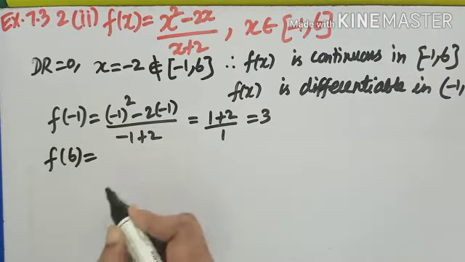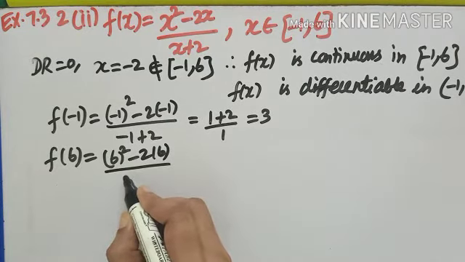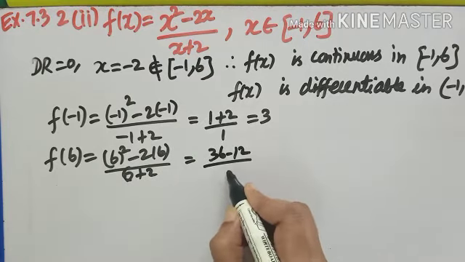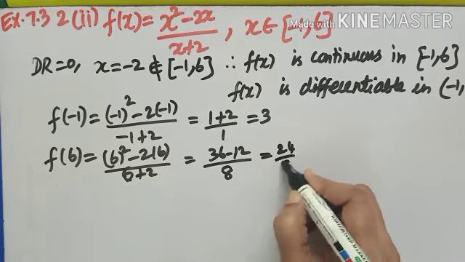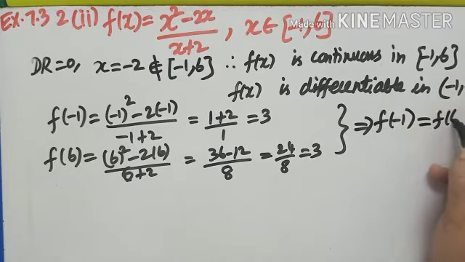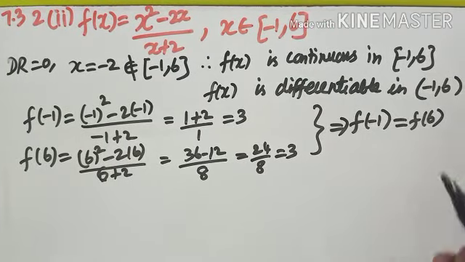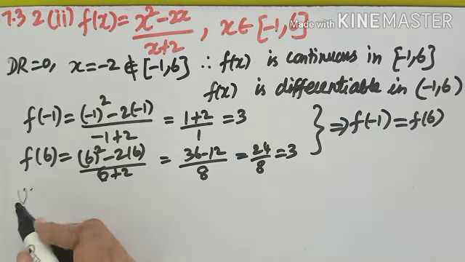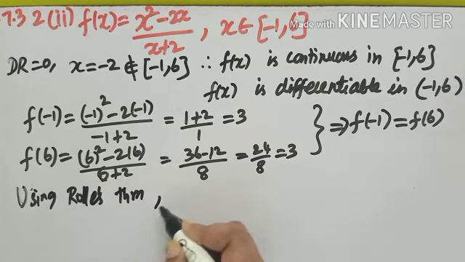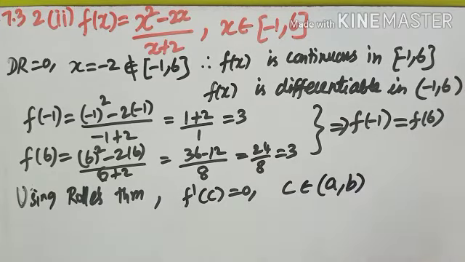F of 6 equals, wherever x is coming, put 6. 6 square minus 2 into 6 by 6 plus 2. 36 minus 12 by 8. 24 by 8, that is also 3. So these two imply f of minus 1 equal to f of 6. All the three conditions are satisfied. So using Rolle's theorem, what will you say? F dash of c equals 0, c belongs to open interval a, b.